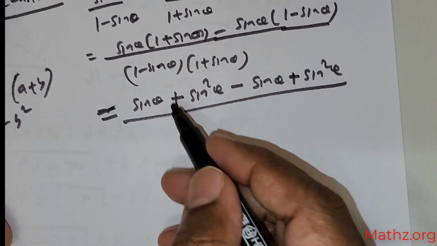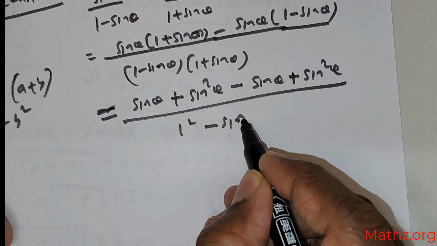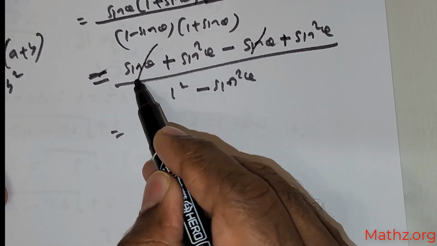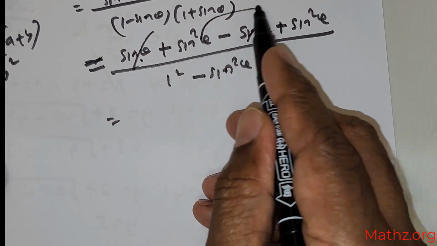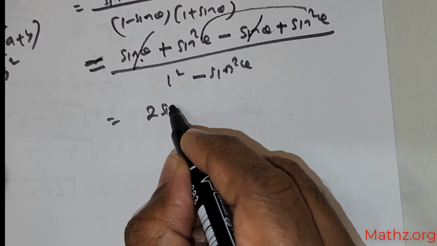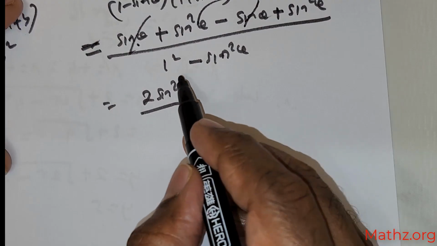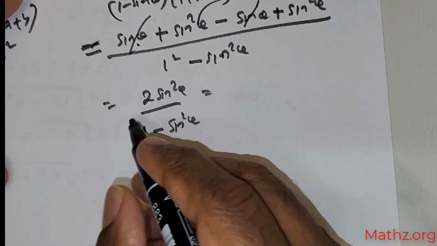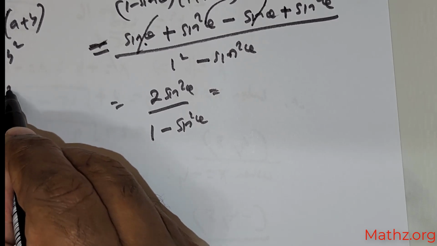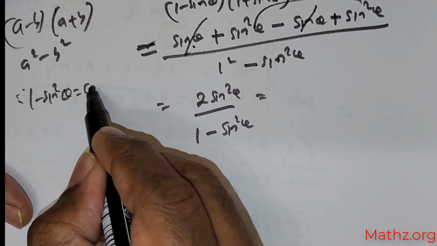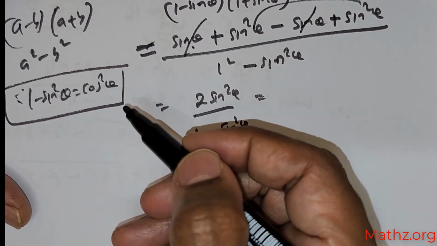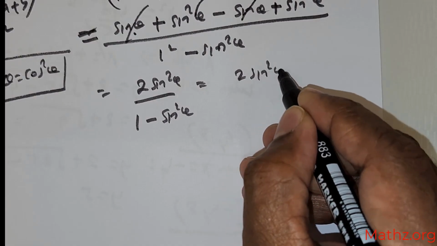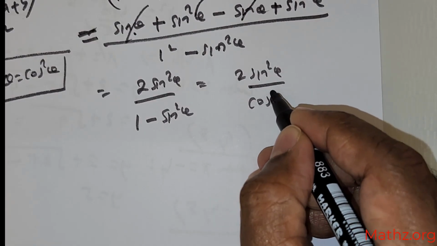a squared negative b squared. So this is going to be 1 squared negative sine squared theta. Now negative sine theta and the positive sine theta get cancelled. You have sine squared theta, you add it up, you get 2 sine squared theta. 1 squared is going to be 1. This is sine squared theta. Now 1 negative sine squared theta is, from trigonometric identity, cos squared theta. So substitute that. This is going to be 2 times sine squared theta divided by cos squared theta.